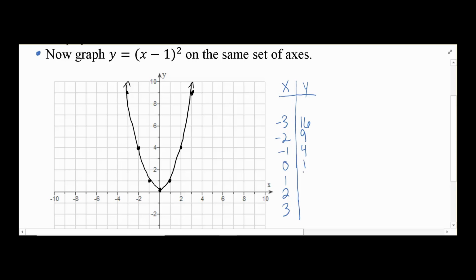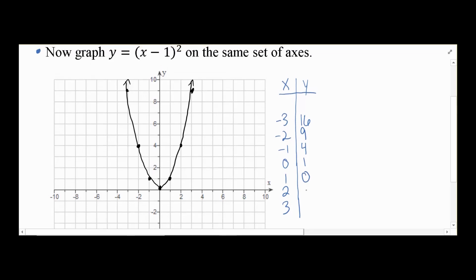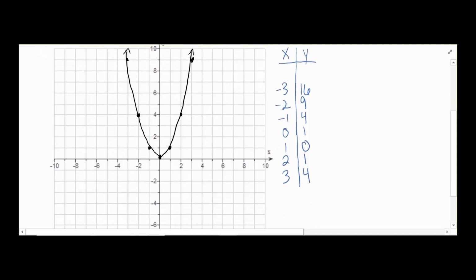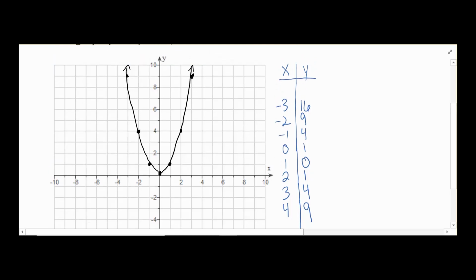1 minus 1 is 0. Squared is 0. 2 minus 1 squared is 1. 3 minus 1 squared is 4. Now for the symmetry of this, we might as well go ahead and look at an x value of 4. 4 minus 1 is 3. Squared is 9. So if we start plotting these ordered pairs, we should probably quickly see what's happening here.